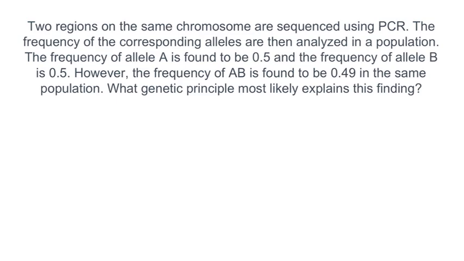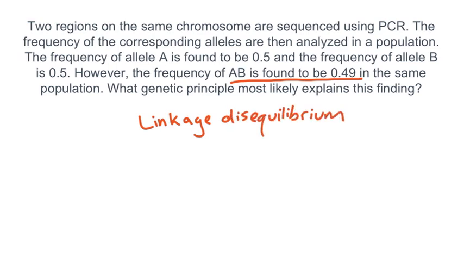Okay, so this question is very similar to the last one. In the last question, we assumed normal linkage equilibrium, resulting in an AB frequency of 0.25. However, this time we're told that the frequency of AB is 0.49. This is much higher than expected, right? When the frequency of two alleles occurs more or less often than expected, this is called linkage disequilibrium.